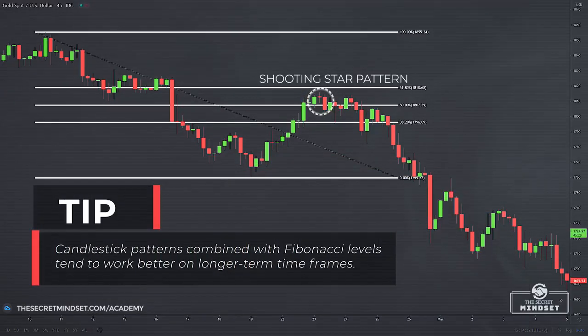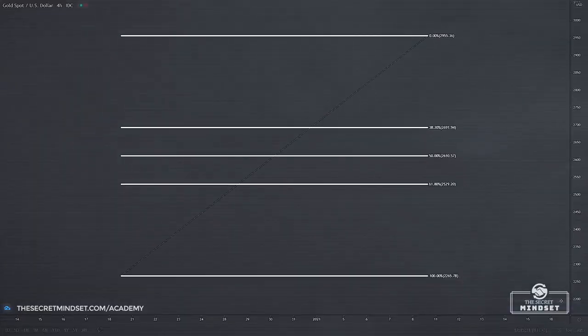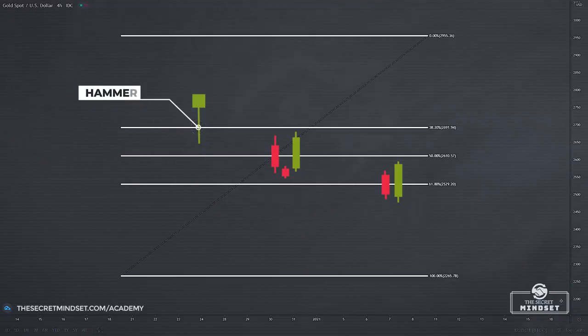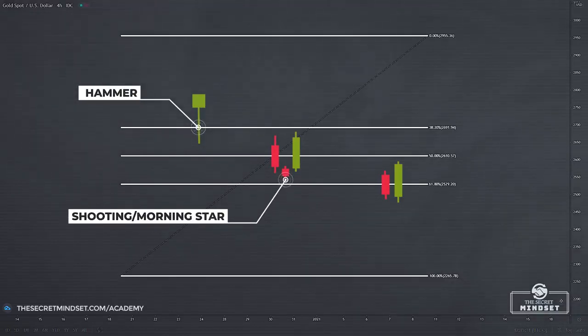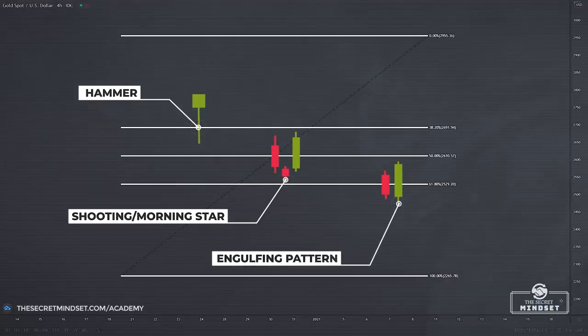Generally speaking, these candlestick patterns combined with Fibonacci levels tend to work better on longer time frames. When price reaches a Fib level, you look for a rejection candlestick that has formed at or near that level. The three types that are of most interest will be the hammer candlestick, which is often seen after a bearish price move, the shooting star candlestick, which is often seen after a bullish price move, and the engulfing pattern, which can either be of bullish or bearish variety. These candlestick reversal patterns are quite powerful and can foretell the end of the retracement move.